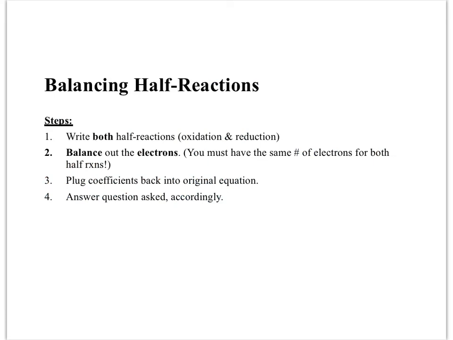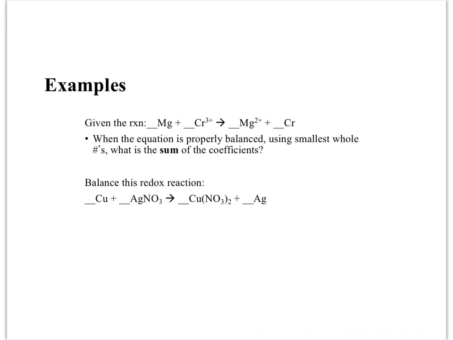The last thing I want to look at here, and this was not covered in that first video, was how to balance half reactions. I'm going to show you a shortcut because this is kind of beyond what you really need to worry about. This was a Regents question. So given this reaction, what equation is properly balanced using smallest whole numbers? What's the sum of the coefficients? So you've seen those balancing questions before with sums of coefficients, but not written in this way.